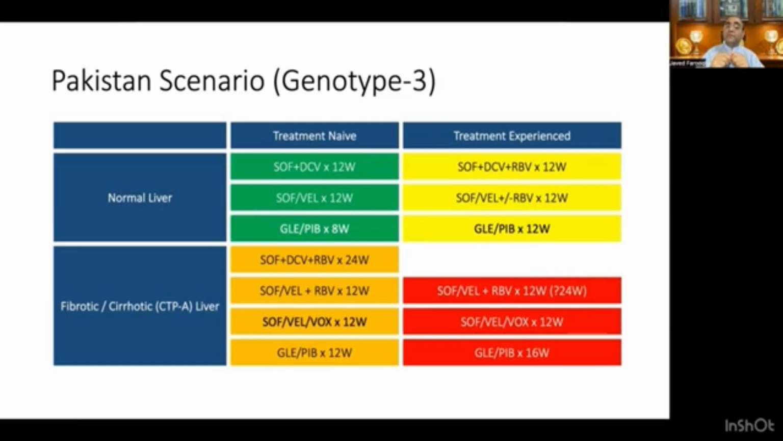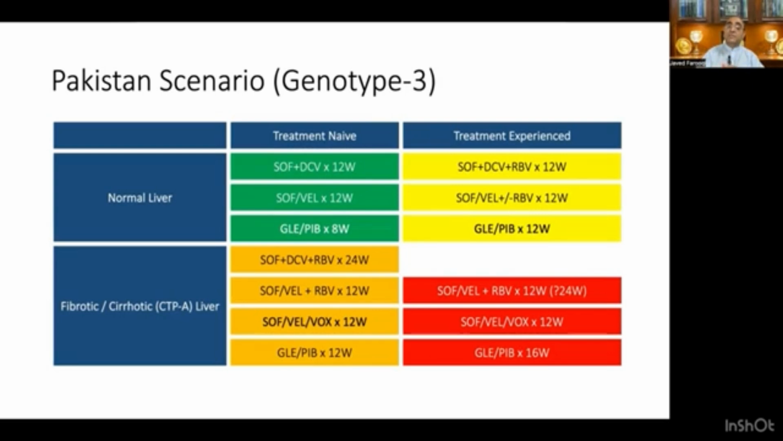And remember, if you are using sofosbuvir-daclatasvir in the red group, this is not the treatment of choice, and better you go for sofosbuvir-velpatasvir and ribavirin. Personally, I'm using Sofosbuvir-Velpatasvir-Voxilaprevir for these sofosbuvir-velpatasvir relapsers and non-responders. I have not used the GP in any of my patients for the simple reason that it is not available here in Pakistan. Sofosbuvir-Velpatasvir-Voxilaprevir is available in Pakistan now, and it is costly as compared to the other drugs, which are quite cheap.